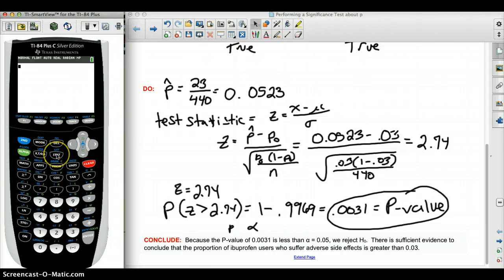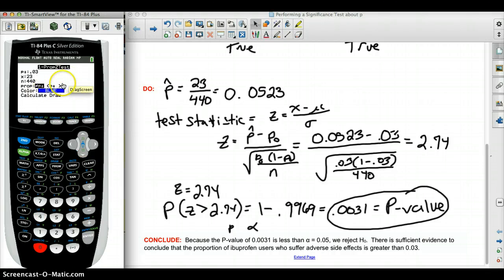To get to it, you press stat. If you go over to where it says tests, there's a whole bunch of choices you can choose. If you choose the one prop z test, or 5, it's going to ask you for your p-naught. We know that p-naught was 0.03. The x is your number of successes, in this case 23. Your n is your sample size of 440.